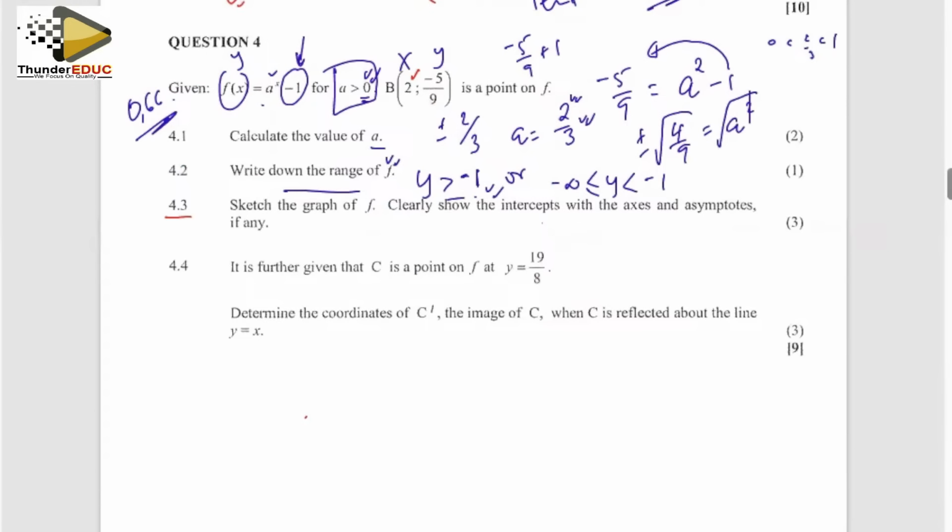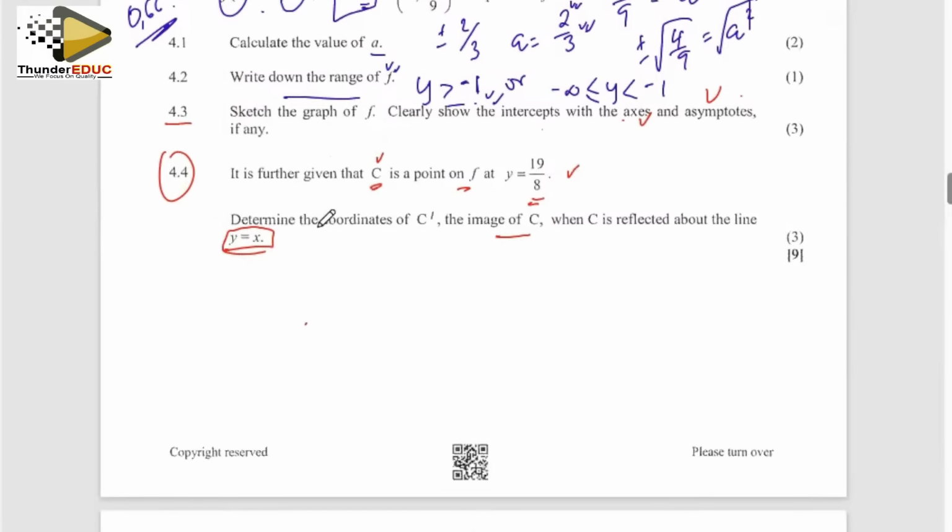Then 4.4, because they needed the asymptotes, they needed the axis. So we have 1 mark for the asymptote, 1 mark for the axis, 1 mark for the shape. Fair enough. Then if it's further given that there is a point C on F where the y is 19/8, they want us to get the coordinates of C prime, which is the image of C after it is reflected about y is equal to x.